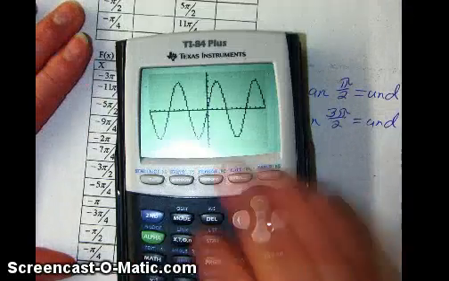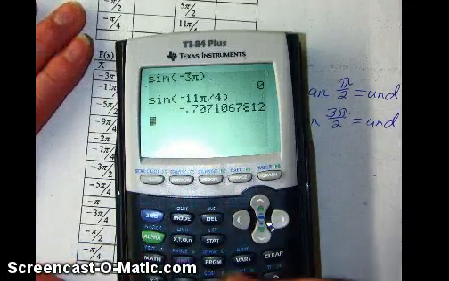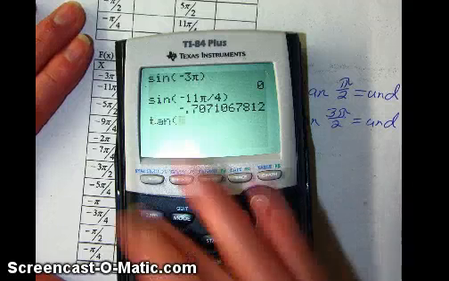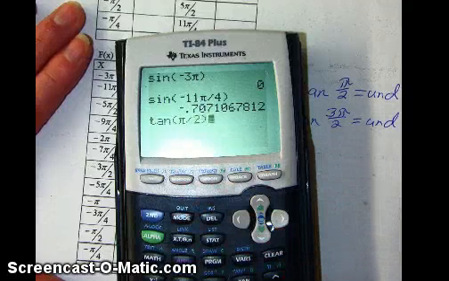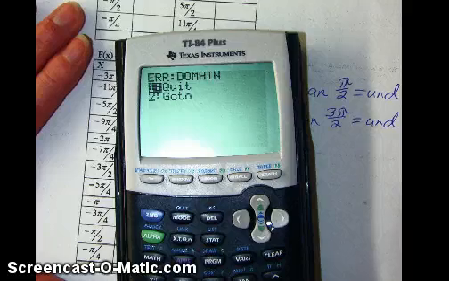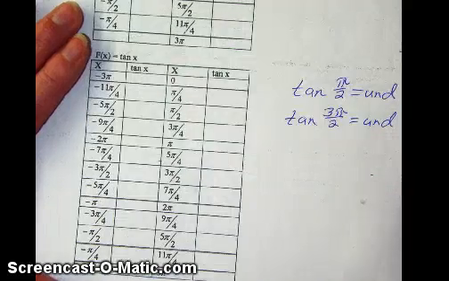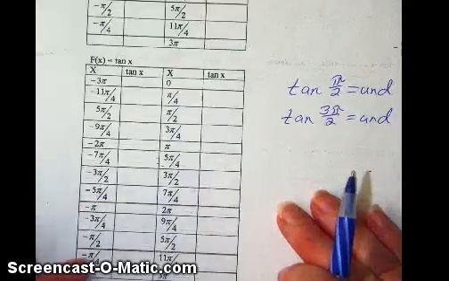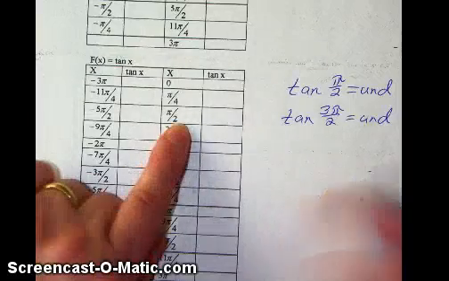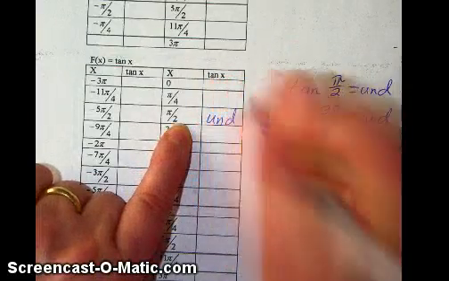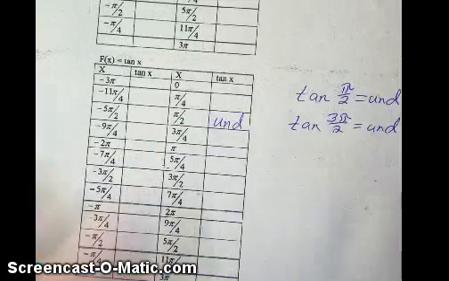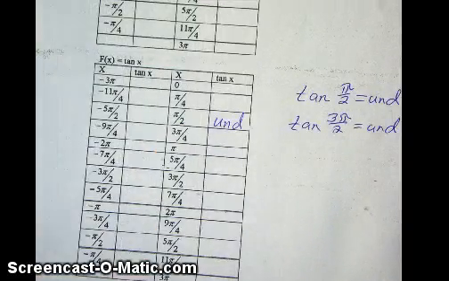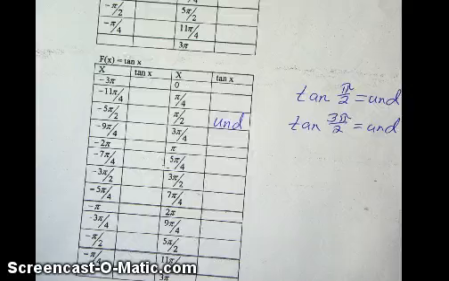If you use your calculator and you ask for the tangent of pi over 2, it will give you an error. That's because the tangent of pi over 2 is undefined. So you will see that for all angles coterminal with pi over 2 or 3 pi over 2.